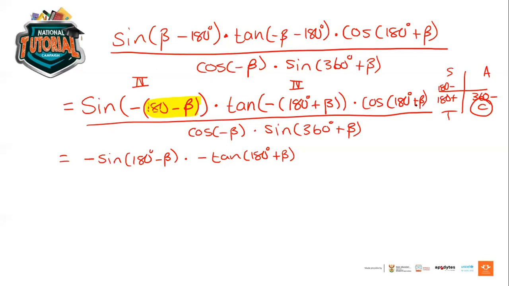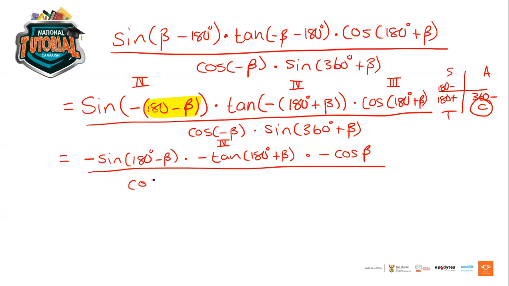Cos of 180° plus, that is quadrant 3. And we know that tan is the only positive one, so that is going to give me a negative cos of β. In my denominator, cos of negative β, that negative β is in quadrant 4 and cos is positive, so we get cos of β. Sine of 360° plus, that's like just having β, add 360, we're back where we are, so it is just sine of β. So I've done my first round of reductions.